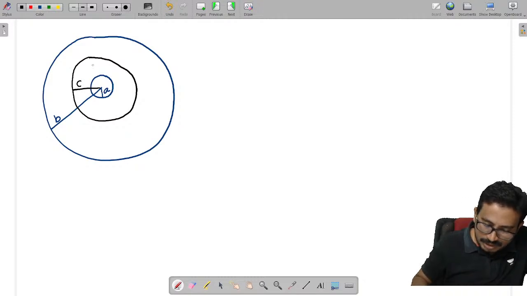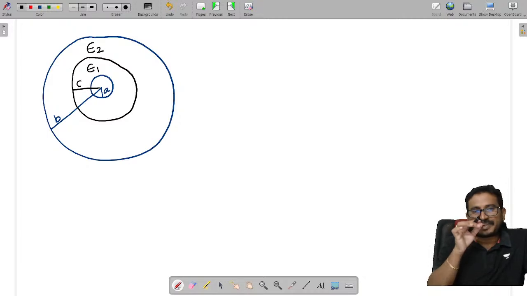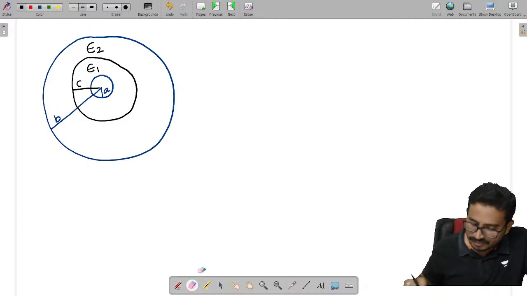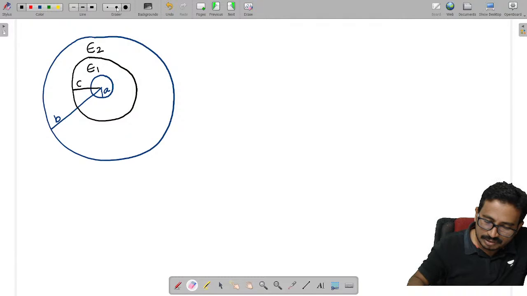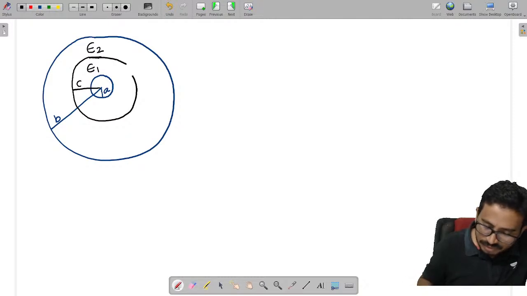Now this part is filled with one type of medium, epsilon 1, and this part is filled with another type of medium, epsilon 2. I filled it like this. If I fill it like this, now I want to find the capacitance of this region. We need to find it.